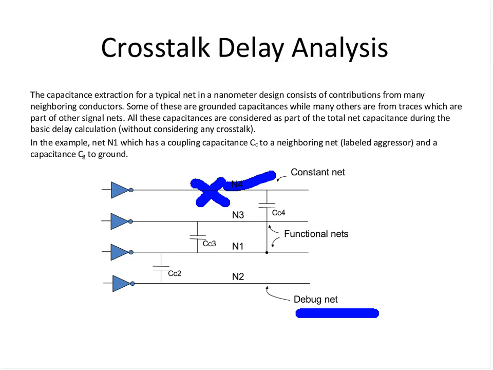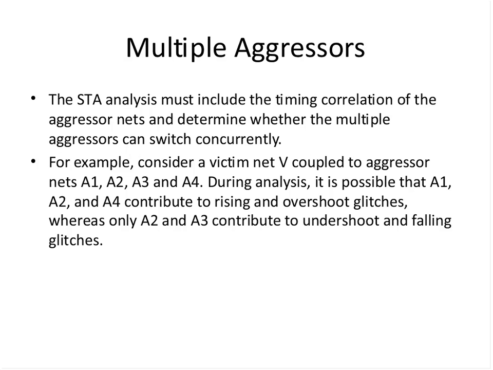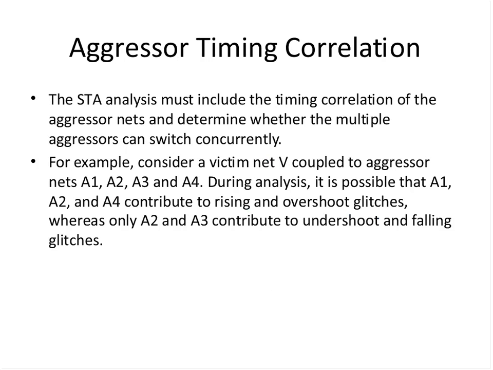So this was all about noise. So important things, first thing to know, what is the definition of noise? The victim net is static, it is not changing, aggressor is switching. What is important here is coupling capacitance. Obviously, all things are important. Coupling capacitance, the capacitance of victim with respect to ground, the drive strength of the aggressor and drive strength of the victim. These are the causes that can magnify or reduce the noise.